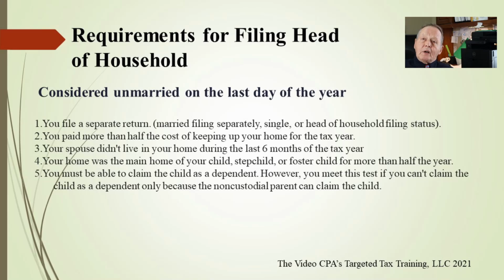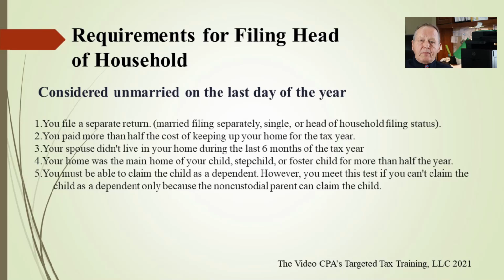Your spouse did not live with you during the last 6 months of the year. And if he did live with you and was only temporarily absent for part of the year, he's counted as living with you. So he can't live with you at all, basically, during the last part of the year.